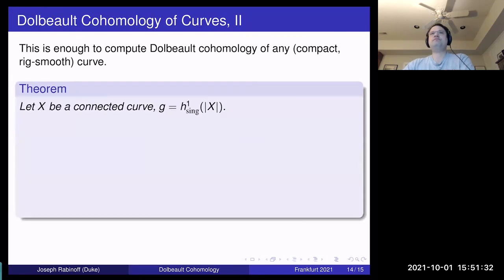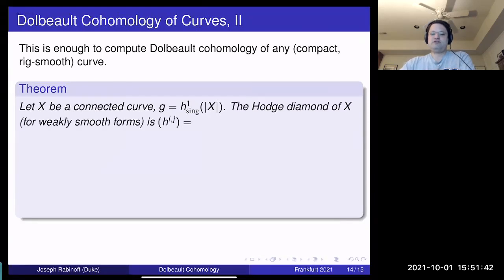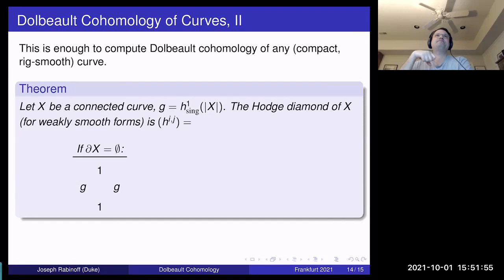So let X be a connected curve, and G is just going to be the first Betti number of the underlying topological space, which is the same as the genus of any skeleton of X. Then the Hodge diamond for weakly smooth forms: if the boundary is empty, which means it's a proper curve, then it's exactly the same as what you think. It's 1, G, G, and 1. This G here is the first Betti number of the underlying topological space.